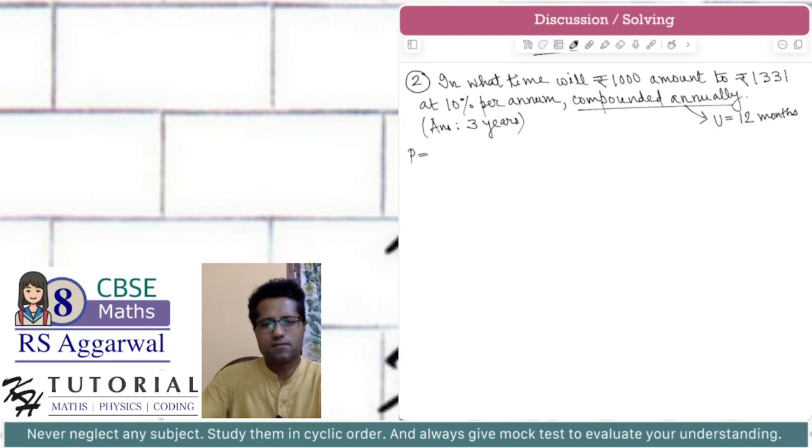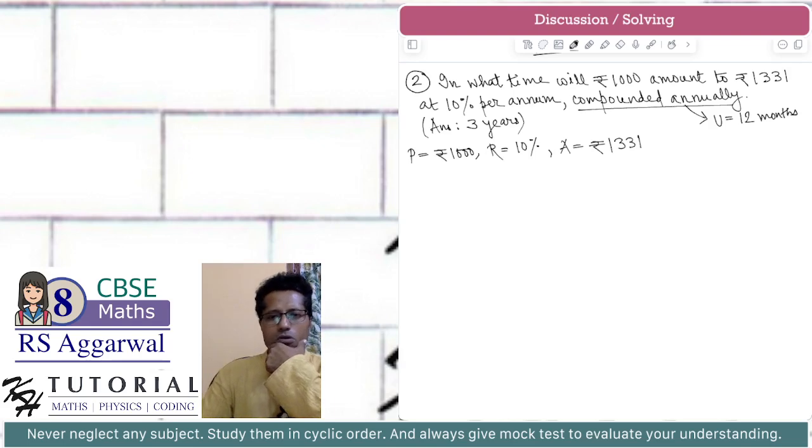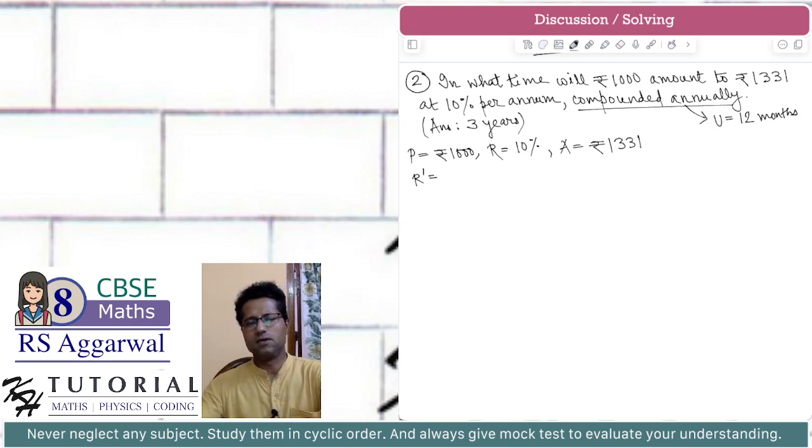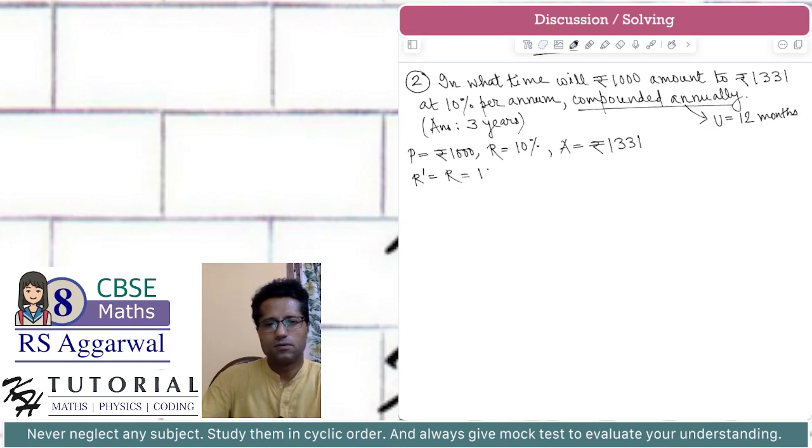Principal is given as rupees 1000. Rate is given as 10%, and amount is also given as rupees 1331. Okay. So compounded annually. So first of all, we must find R dash, which is R. Now compounded annually means definitely R dash is equal to R. We need not compute it. Whenever you see U is equal to 12 months or compounded annually, you will know that R dash is equal to R, is equal to 10.